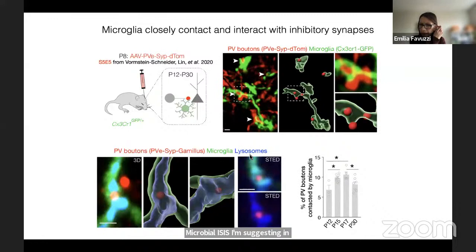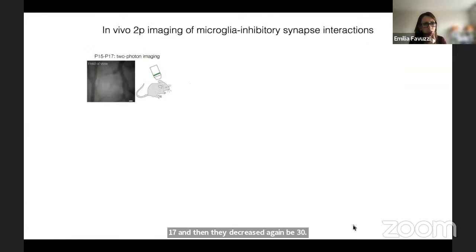But perhaps even more interestingly, those contacts were developmentally regulated. So there was an increase between P12 and P15, then the highest number at P15, P17, and then they decreased again at P30. This was just a screenshot, and so we wanted to look at the dynamics of those interactions.